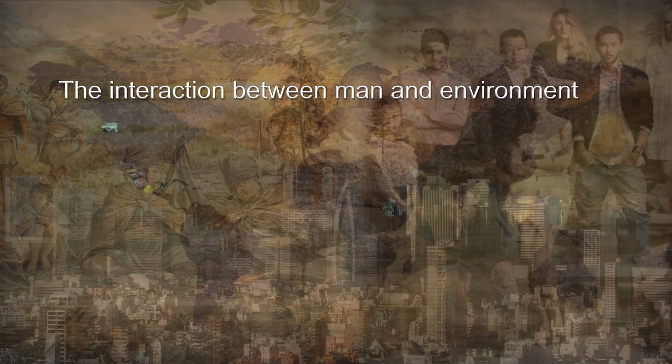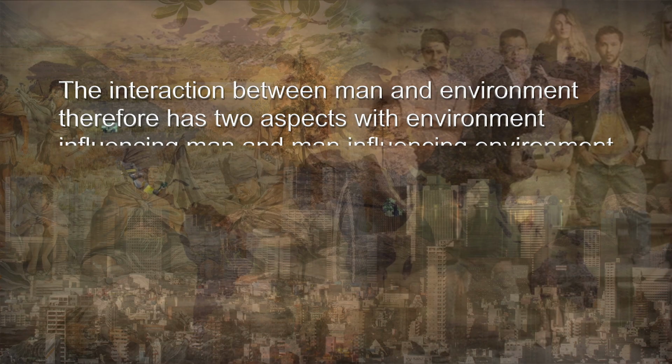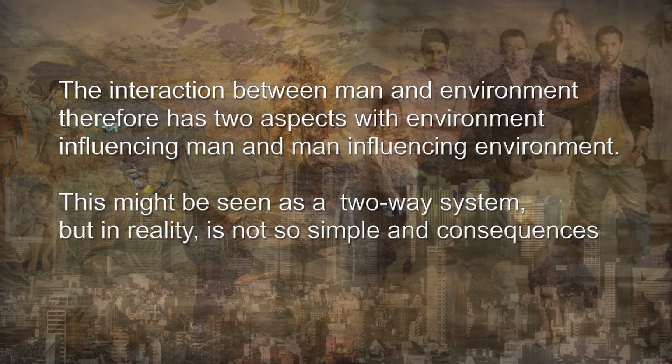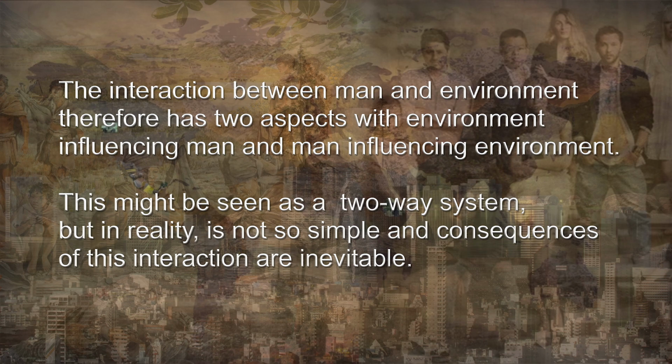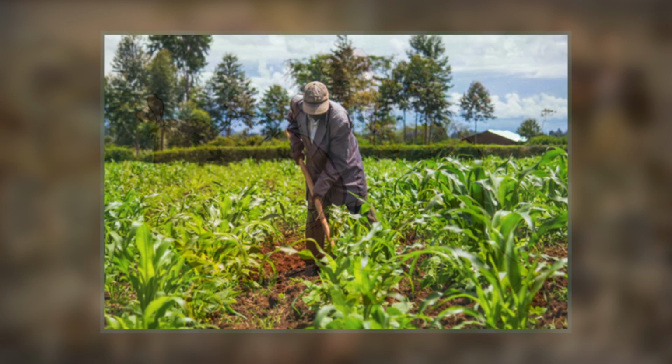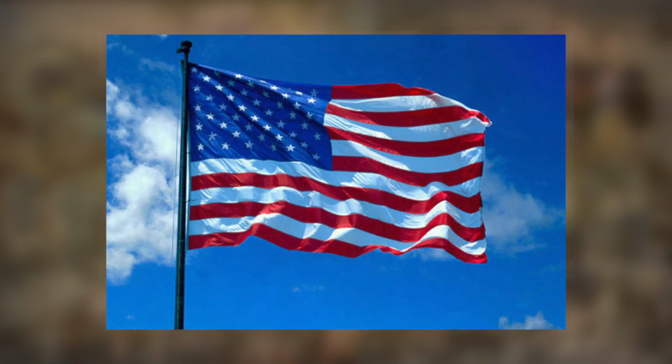So, the interaction between man and environment has two aspects, with environment influencing man and man influencing environment. This might be seen as a two-way system, but in reality it is not simple and the consequences of this interaction are inevitable.